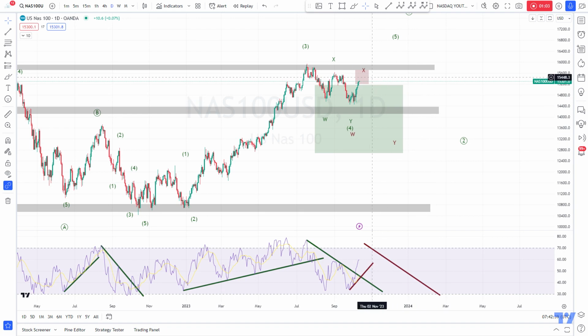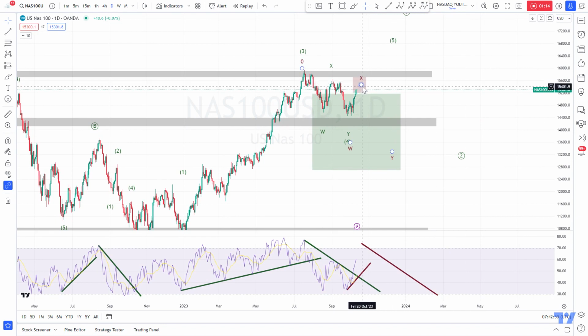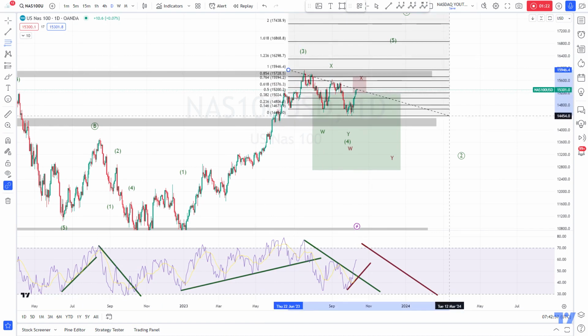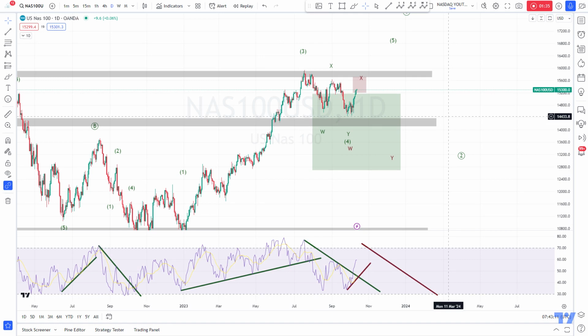Now, if the bigger WXY indicated in red is playing out, then as you can see, we reached the wave X area right here. So if we take the length here of the wave W, then we know that the wave X should go into the area between the 0.5 and the 0.854 FIB retracement. So these are basically the two scenarios where we should focus on for the moment.